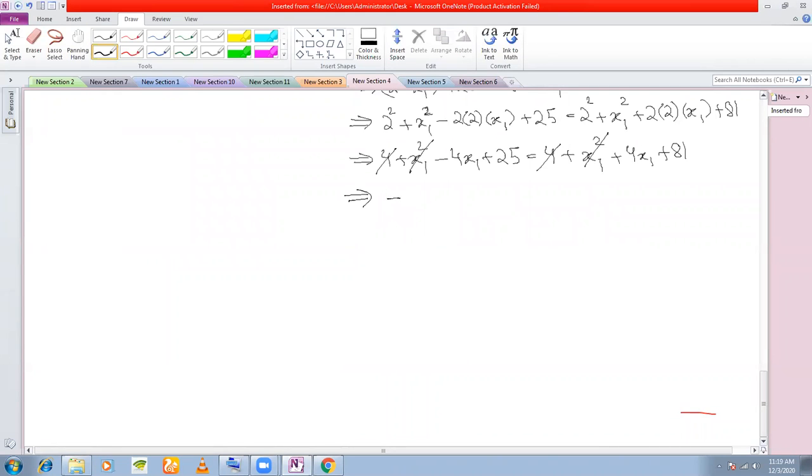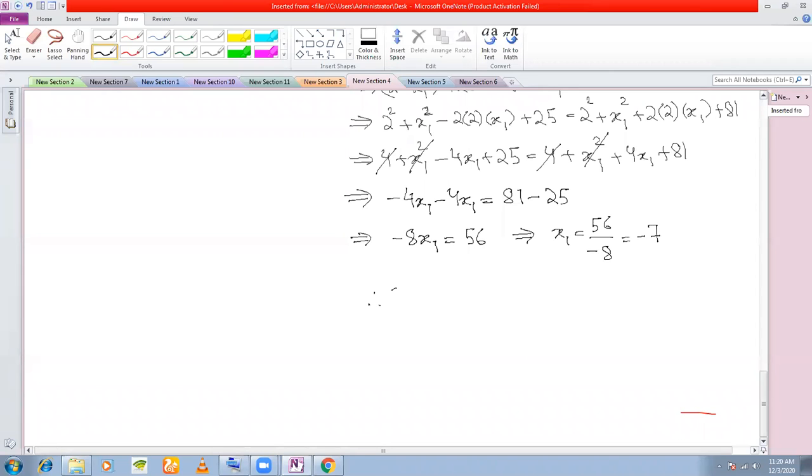Okay, so you take all the x1's to one side, so minus 4x1 minus 4x1 is equal to 81 minus 25. So this is minus 8x1. And how much is 81 minus 25? 56. So x1 is 56 by minus 8, which is minus 7. So we have solved for x1 and found the value of x1 to be minus 7.